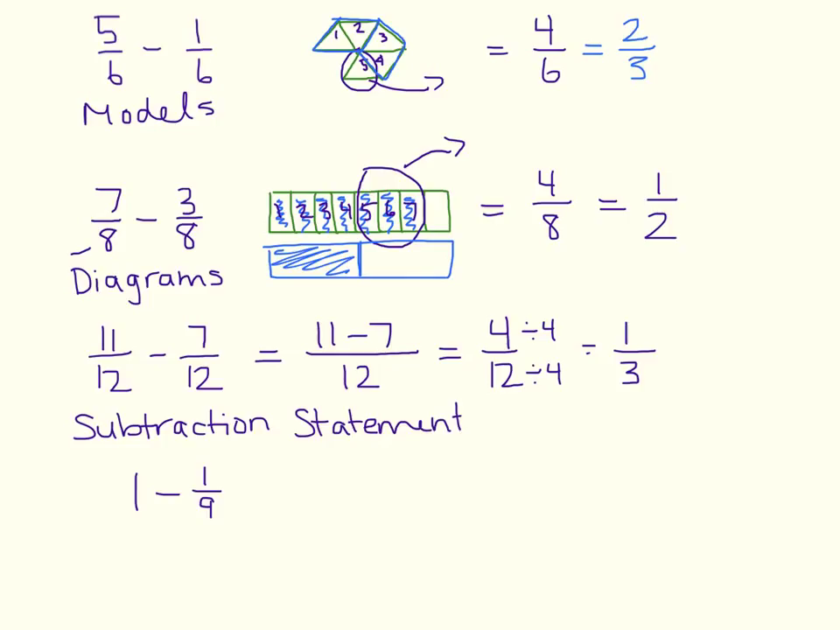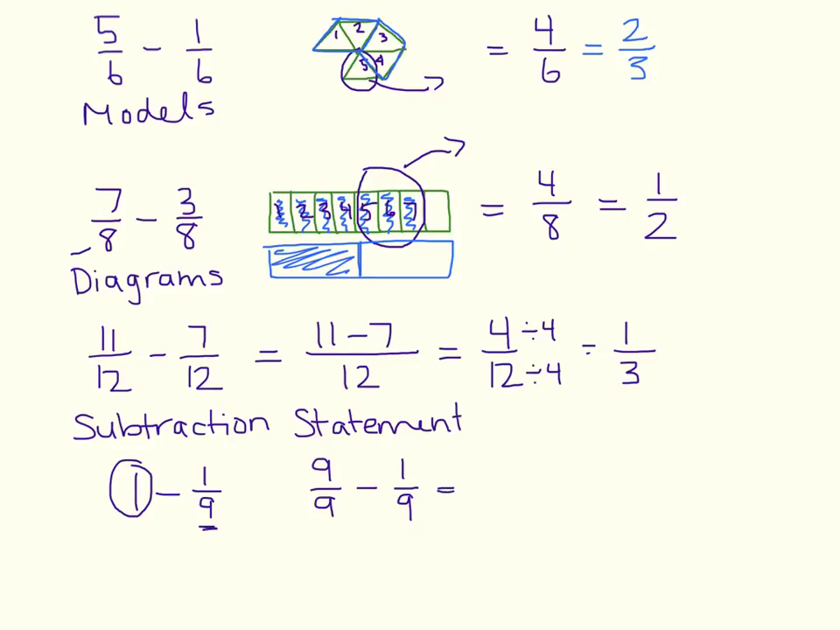Well, what we need to do is we need to figure out how many pieces make up this whole. And if we're dealing with ninths, and we want to have the same denominator, how many ninths are in one whole? 9 pieces make up the whole, then we need to have 9 of them. So then we can do 9 ninths minus 1/9. And you can solve it in the ways that we have discussed with models, diagrams, or subtraction statements.